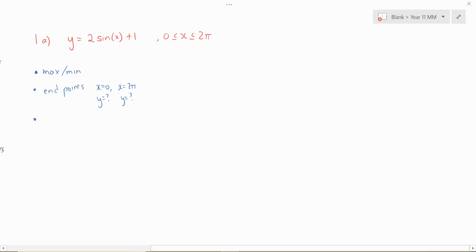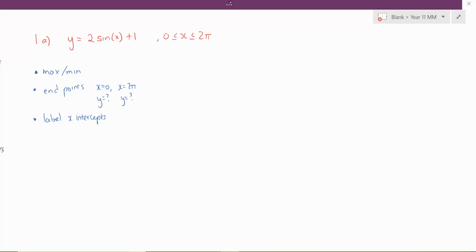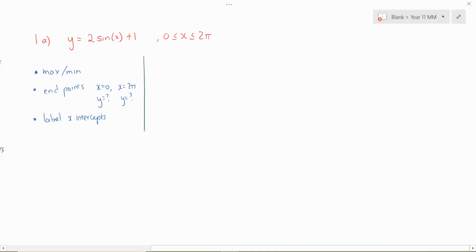You need to label x-intercepts, okay? And obviously y-intercepts as well. But those are your three main things that you want to be able to do when you're sketching. Those are the three things you must have, okay? Let's start off by looking at what we have. Okay, so I'm going to do it in green. We have an amplitude which equals 2. That is determined by the value multiplied to the sine function, or cos function, and we can see that it's 2.